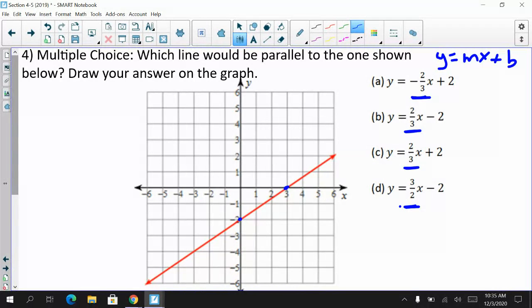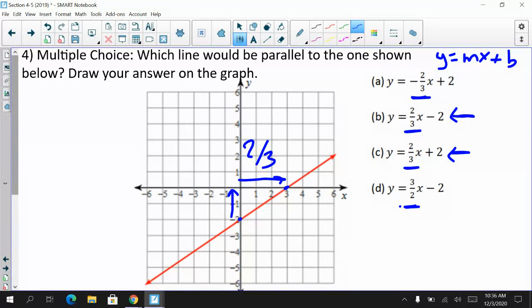So I found 2 points here. I made them blue. Line's going uphill. It's going to be positive. I'm going up 2, right 3. Up 2, right 3 gives me a slope of 2/3. Which line has a slope of 2/3? Well, looks like there's 2 of them here. How can there be 2 answers?